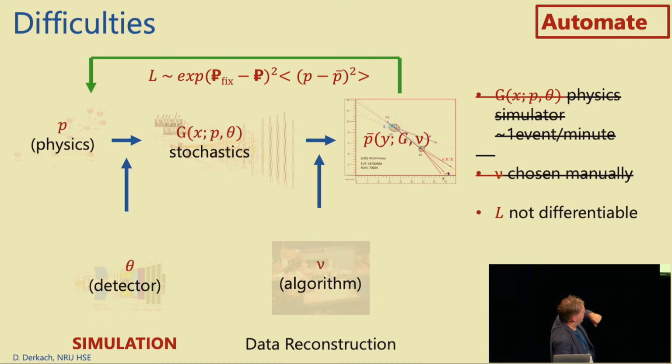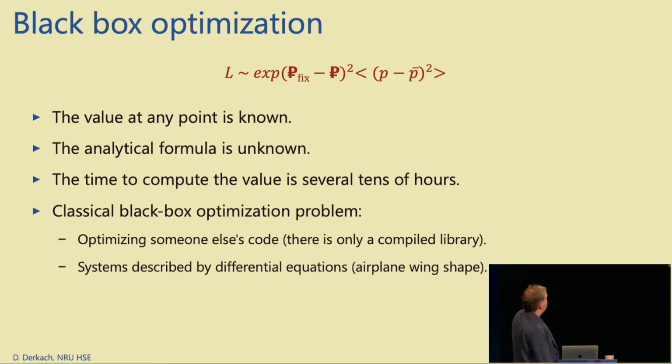Algorithms of reconstruction are also covered using machine learning, some deep neural networks. Now we have everything except a real differentiable setup, so we need to create some kind of surrogate. What we have is a classical formulation of a black box optimization problem. The value at any point is known. For example, we have an experimental setup, and we know the cost of this setup and its actual precision.